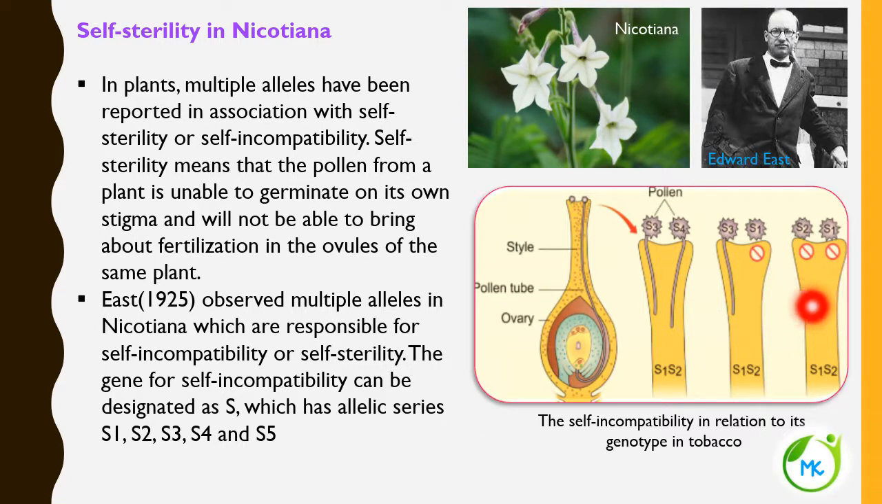Similarly, in the other example here, the stigma is S1S2 and the pollen is also S1 and S2. So there is no germination of the pollen grain, and thereby no pollen tube formation. In all these cases, they are said to be self-sterile or self-incompatible.